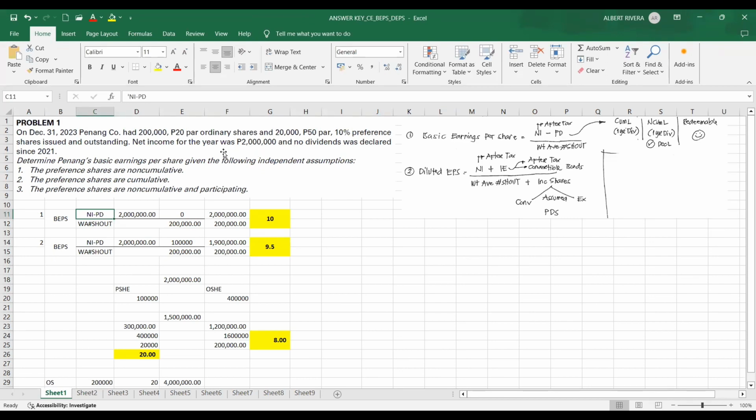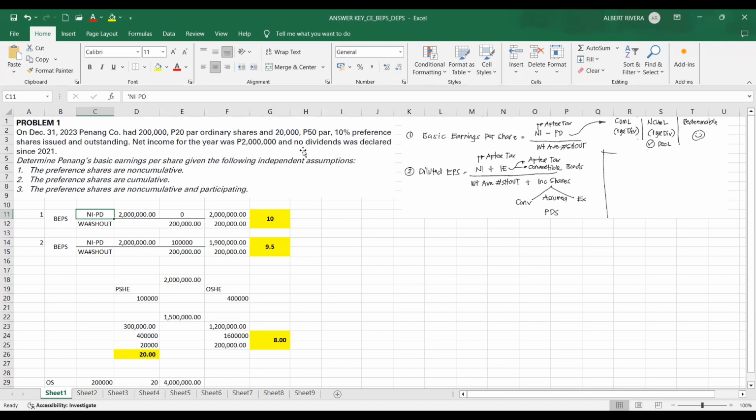What if, sir, it says net income for the year is 2 million pesos. Then it says the tax rate is 30%, for example. Would we assume that this is a before-tax item or an after-tax item? If the problem in the diluted earnings per share provides you a net income without any description of such, that is considered to be an after-tax item.